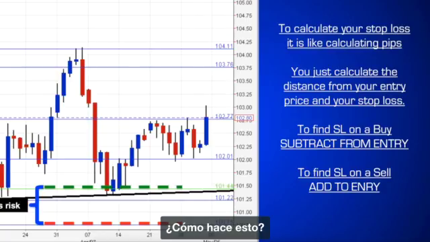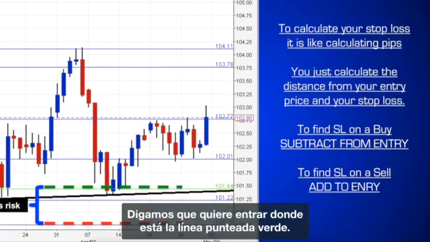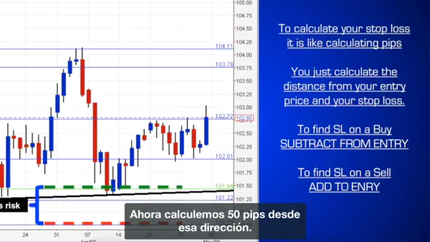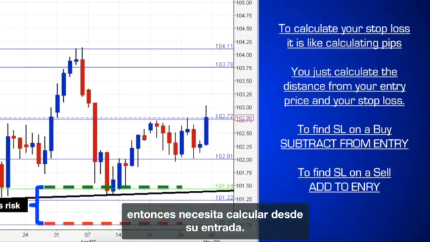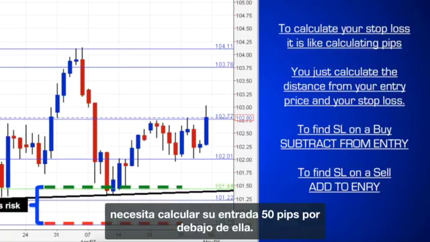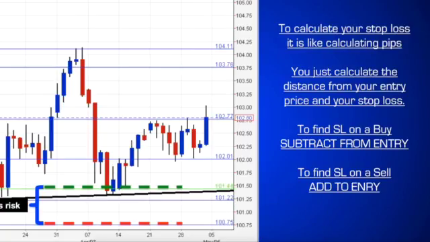How do you do that? Let's say you want to get in where the green dotted line is. Now you just calculate 50 pips from that direction. So if you're expecting the market to go up from that green dotted line, then you need to calculate from your entry, which is the green dotted line. You need to calculate your stop 50 pips below it.